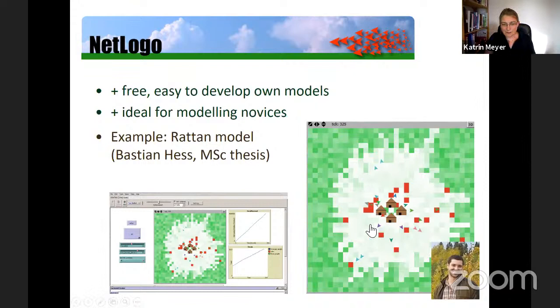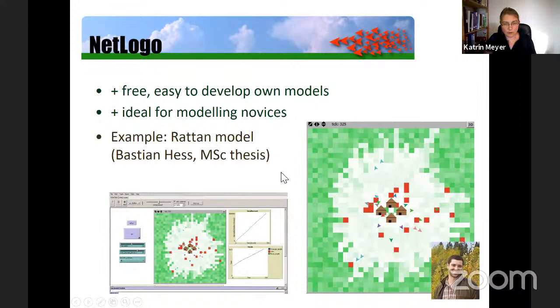Even without running the model or showing you the code, I can explain the basic principle. You have a little village here, and the little arrows are persons that are spreading out into the forest. The shades of green are the amount of rattan in that place of the forest. The persons move out to collect the rattan, and then you can do all sorts of economic and ecological analyses here. So this is NetLogo.